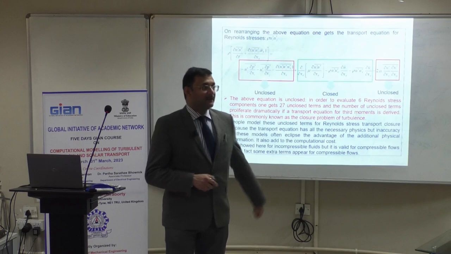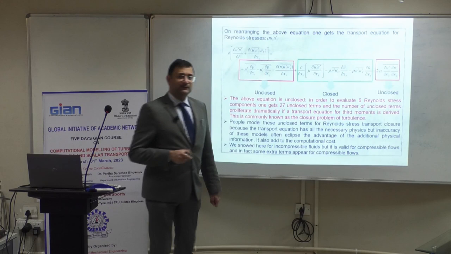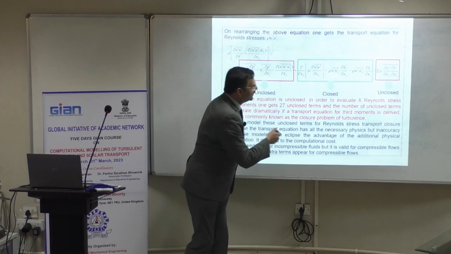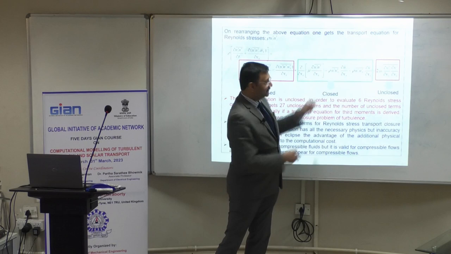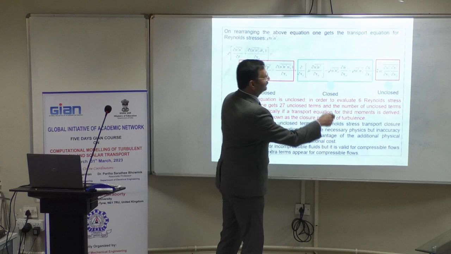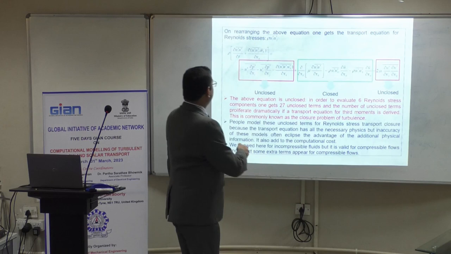Alternatively, you can say, no, I'm going to solve the transport equation. But please understand, you cannot solve this equation like this. This is an unclosed term. All of these are unclosed terms. I told you this part is closed. Why? Because you are already solving for the mean quantity, so you should be able to evaluate that. Right? When you are solving for Reynolds stress, you will have access to these components of Reynolds stress. So this part is known, okay? But you need closures for this one, this one, this one, and this one.